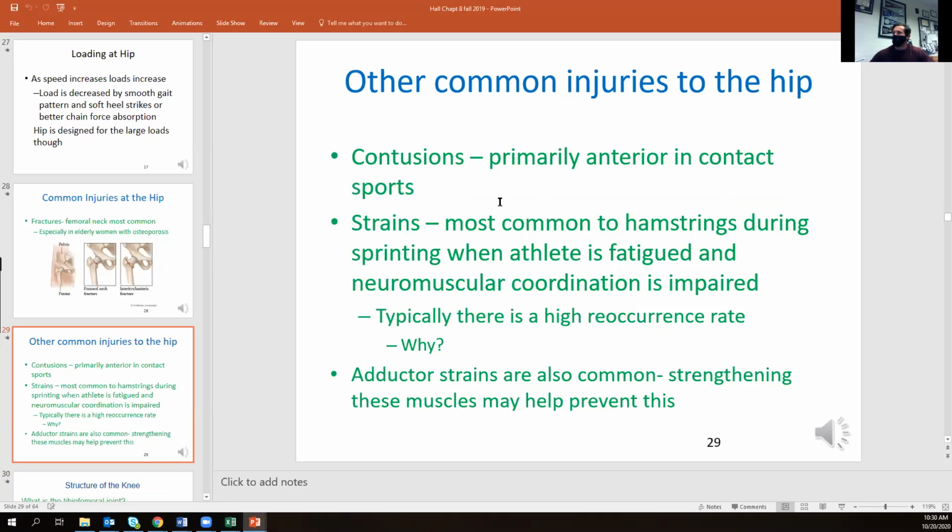Now, you can have contusions, and I'm sure a number of you guys have had this before, playing sports, taking a shoulder pad to the thigh or otherwise. You can obviously strain a number of the muscles, specifically the hamstrings, which is going to occur especially when someone is fatigued, and especially more of your high power athletes, the ones that can really get after it and go pretty fast.